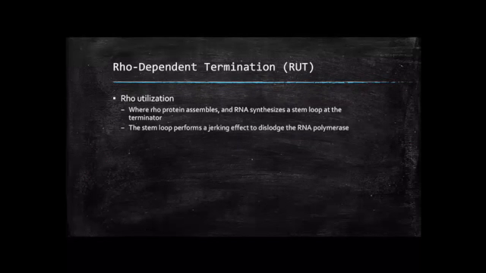The first termination we're going to discuss is the Rho-dependent termination. Rho-dependent termination requires a protein known as R, like mentioned previously, and during this type of termination, at the location where the Rho protein assembles, the RNA synthesizes a stem loop at the terminator. This is known as Rho utilization or RUT, R-U-T. The stem loop then can perform a jerking effect, which dislodges the RNA polymerase and effectively ends transcription.